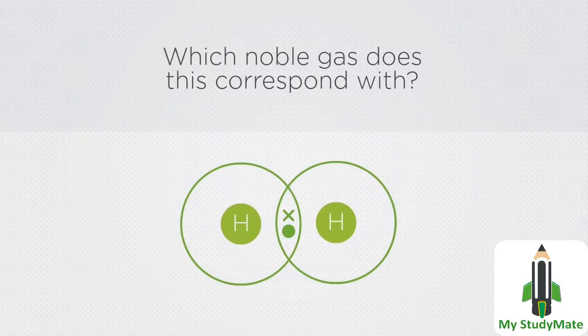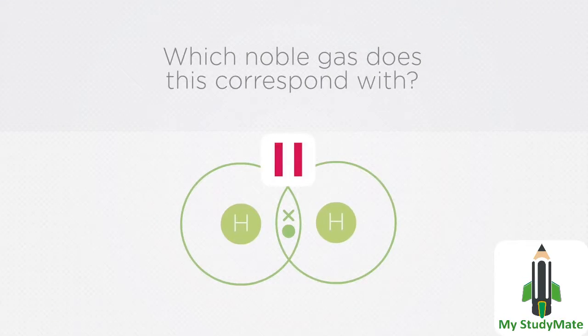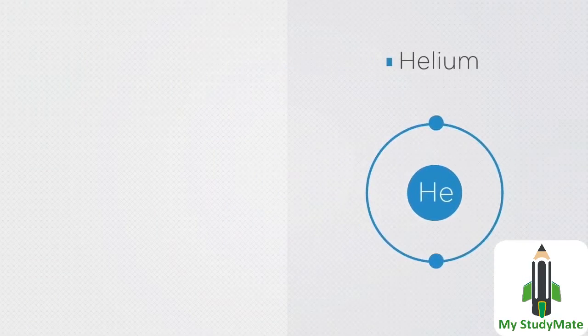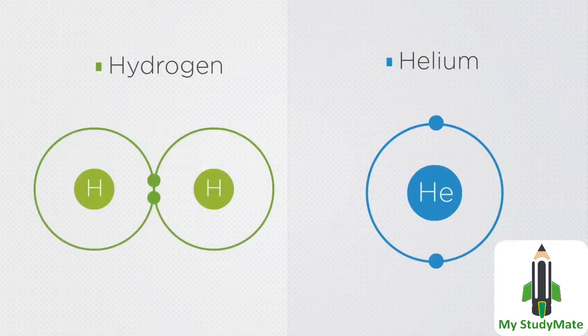Which noble gas does this correspond with? Pause the video and continue when ready. The answer is helium, which has two electrons in its outer shell. As a result of electron sharing, each hydrogen atom now also has two electrons in its outer shell.